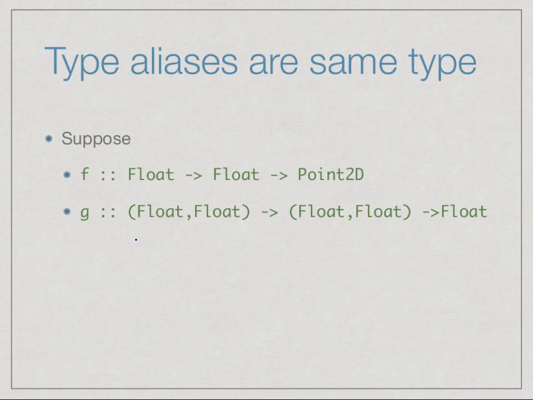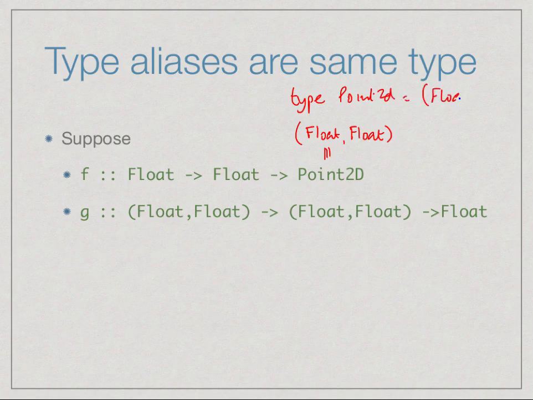Now to illustrate the fact that these are only type aliases, right? Now suppose that we have a function f which takes two floats and produces a point. Now remember that this is just, by our earlier definition, the same as float comma float. So we had this thing which said type point 2D equal to float comma float. So this definition gives us an alias. Now I have another function g which takes float comma float, and produces a float. Okay. So the whole point is that this should be the same as point 2D. There's no difference, we claim, between point 2D and float comma float.